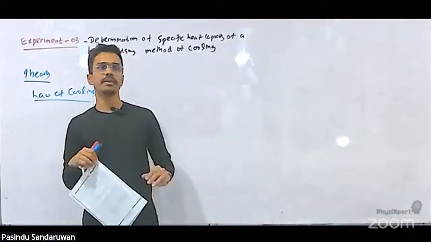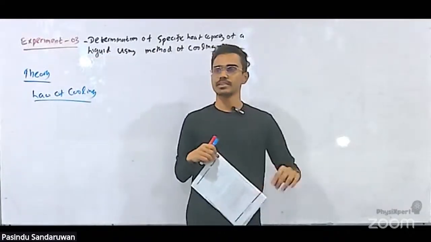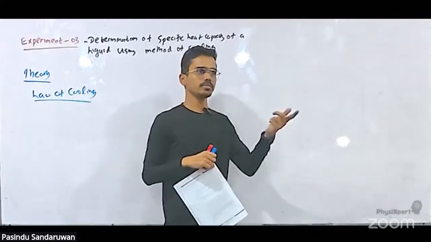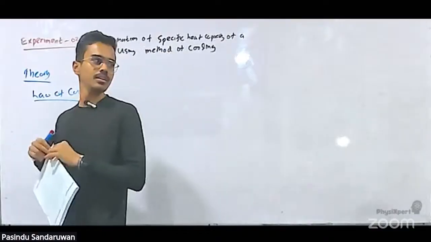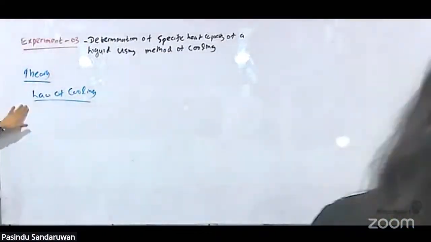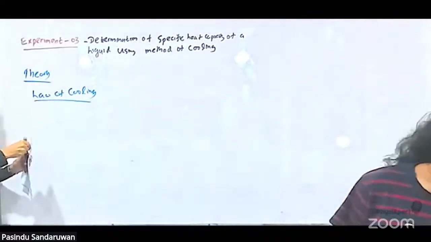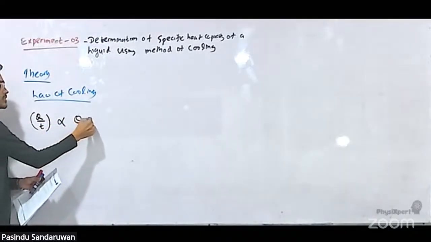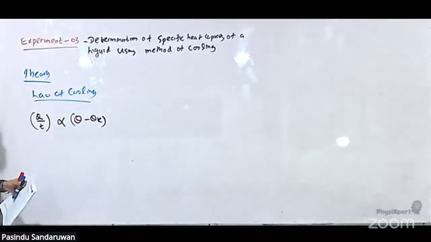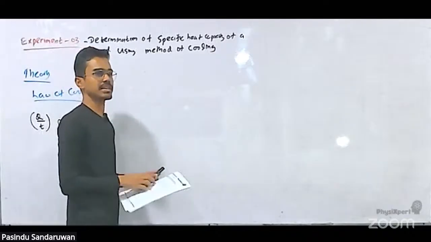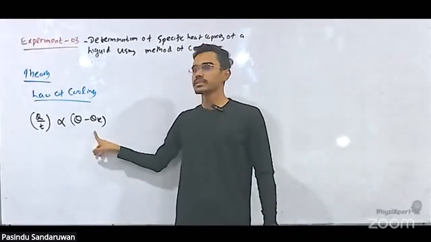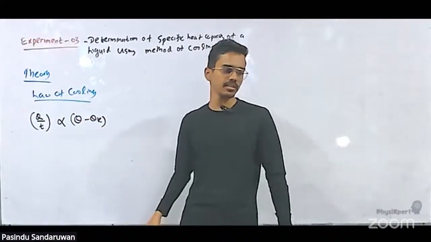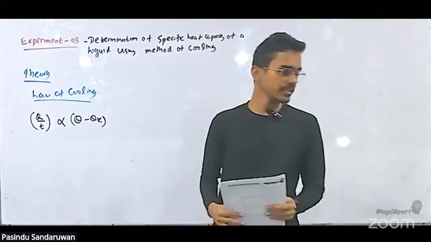Q over T is proportional to theta minus theta naught. That is the law. The rate of heat loss from a heated object is proportional to theta minus theta naught. What is theta minus theta naught? The excess temperature between the environment and the body. Right? Body and the environment. This is the law, and this is the equation that comes from the law.